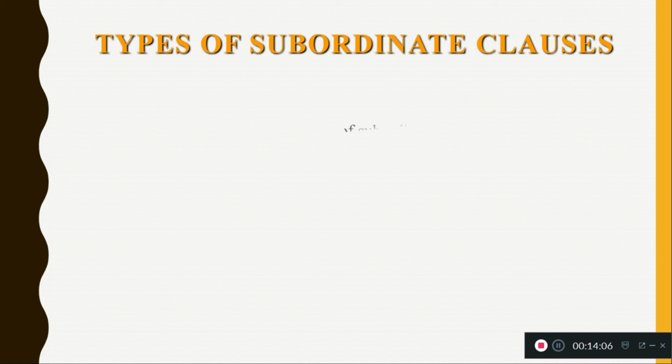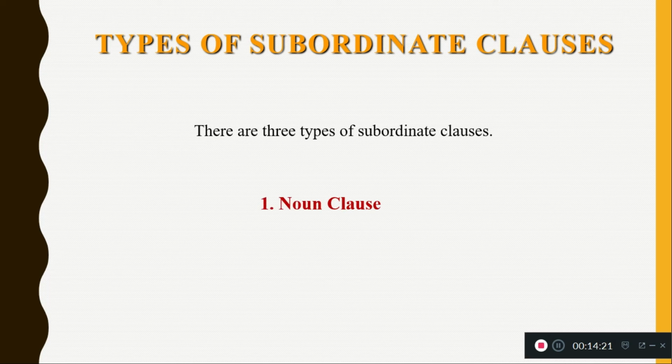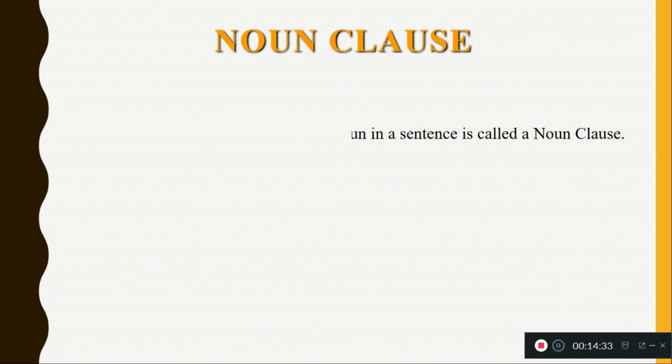Now, types of subordinate clauses. A subordinate clause can act as a noun, an adjective, or an adverb in a sentence. There are three types of subordinate clauses depending upon its function in a sentence. They are noun clause, adjective clause, and adverb clause.